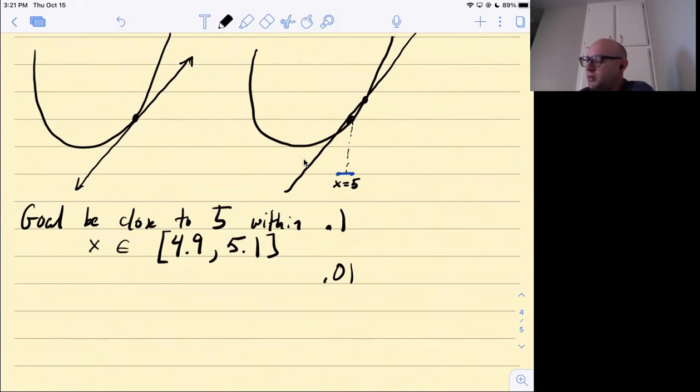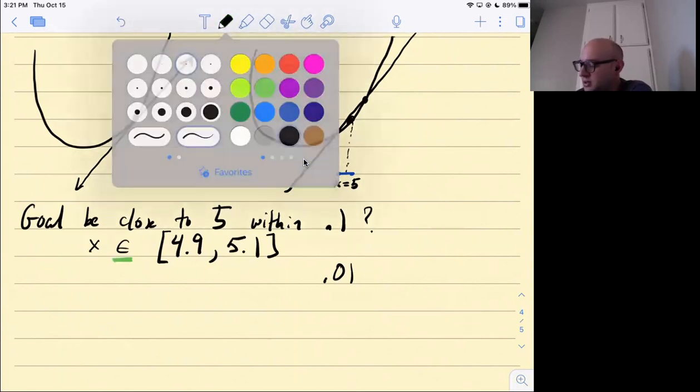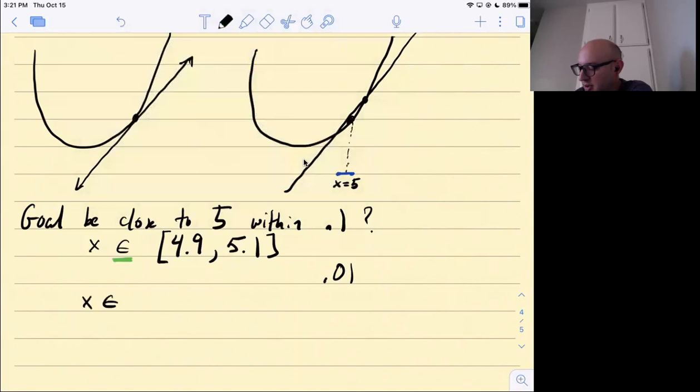If I want to be within 100th, x can be in, by the way, this symbol means belongs to. Probably should have mentioned it. It could be between 4.99 and 5.01. So x could be in 4.99 and 5.01.